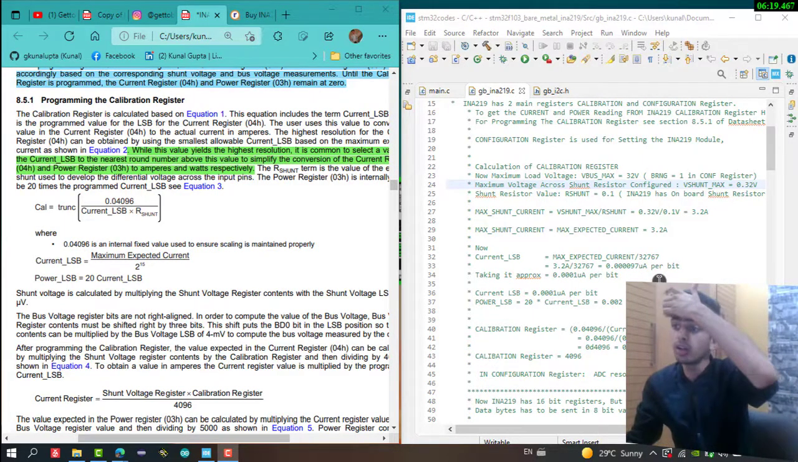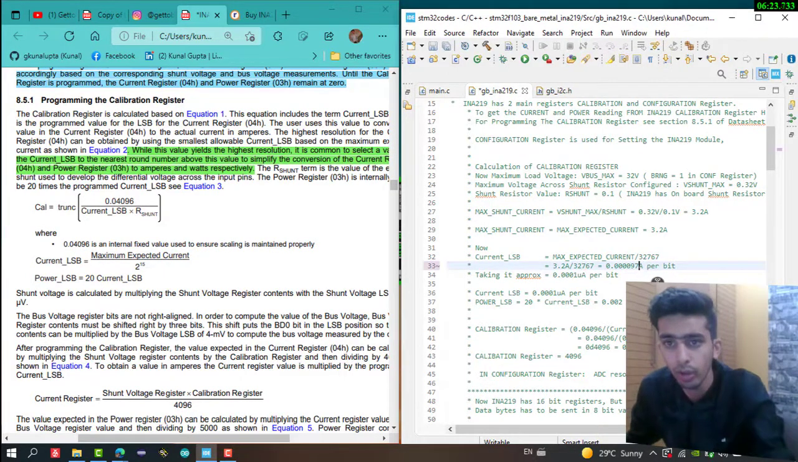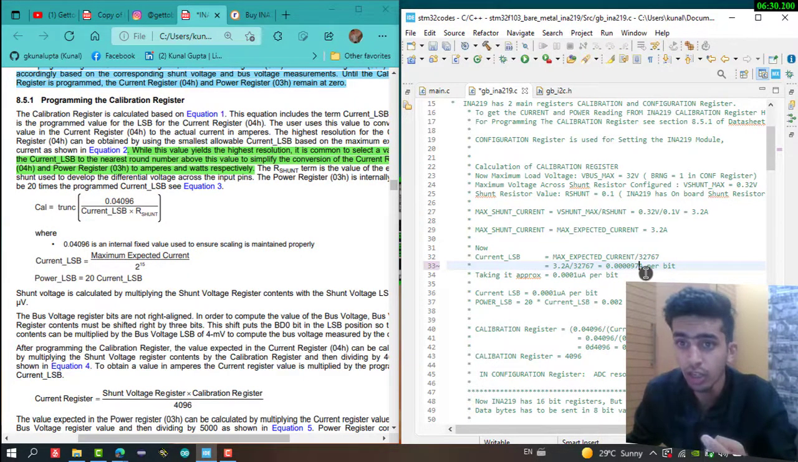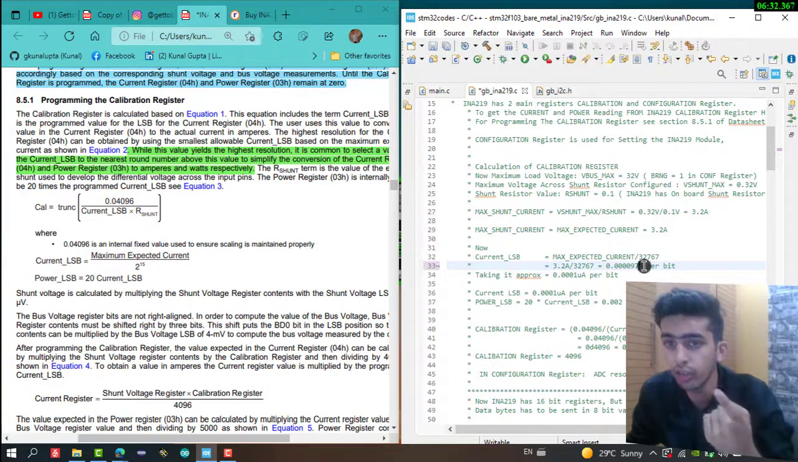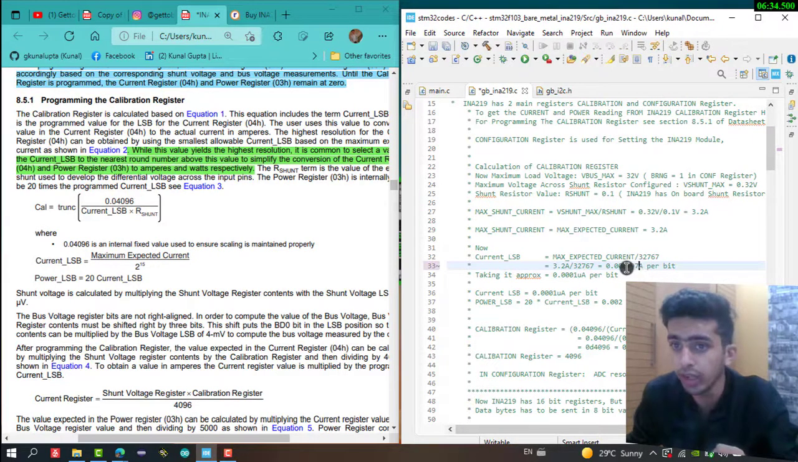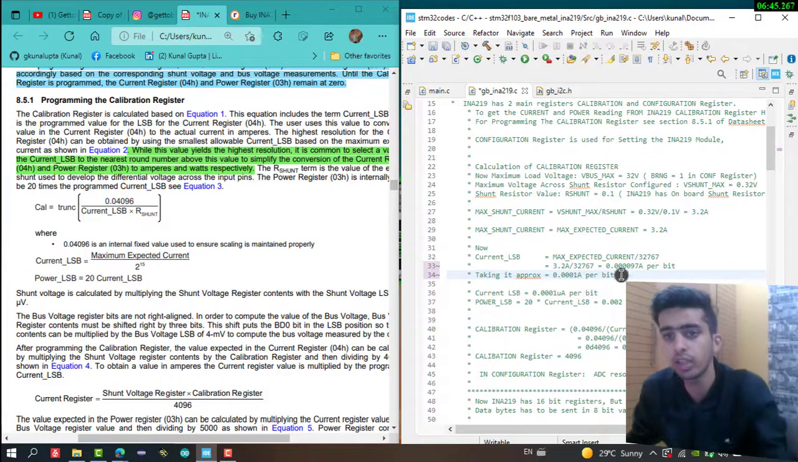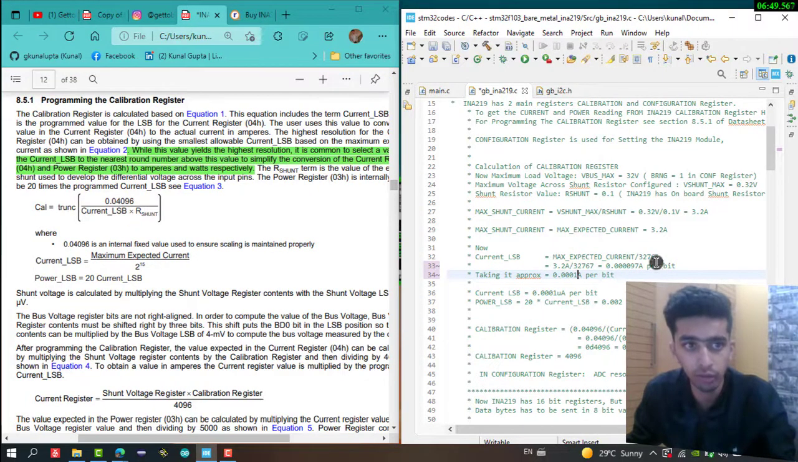So my resolution of current is 0.000097 per bit. Sorry, this one will be ampere, not microampere. So this is per bit, that is, per bit of the ADC will have the current value of 0.997 microampere. So taking an approximate value of 0.001 ampere, for making it approximate. So that is my current resolution value, that is the current LSB value.